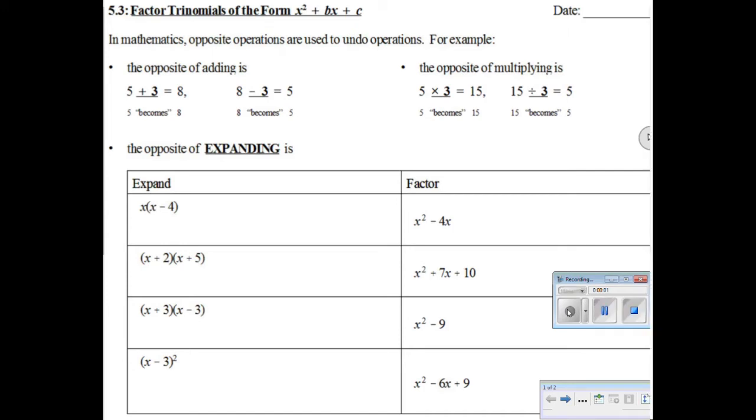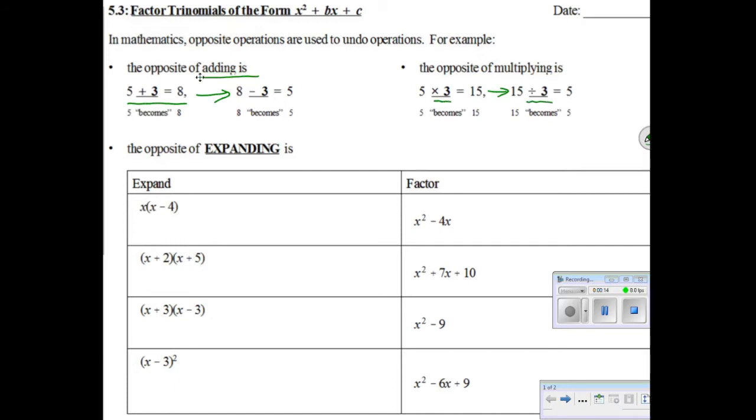Now, in mathematics, opposite operations are used to undo operations. So for example, 5 plus 3 gives 8, but then 8 minus 3 equals 5. And with 5 times 3, you get 15, but then 15 divided by 3 gives you 5, right? So essentially, 5 becomes 8, and then 8 can also become 5. It's undoing what the other thing did, right? It's called the opposite operation, right?